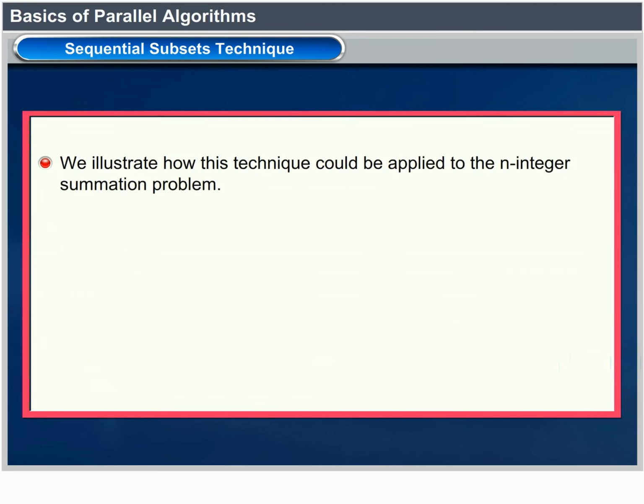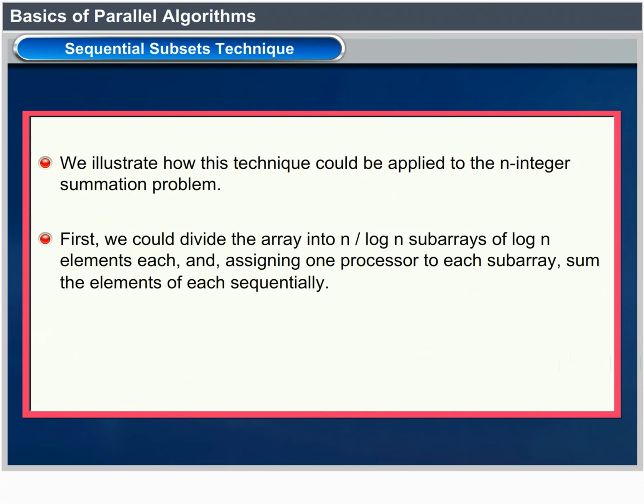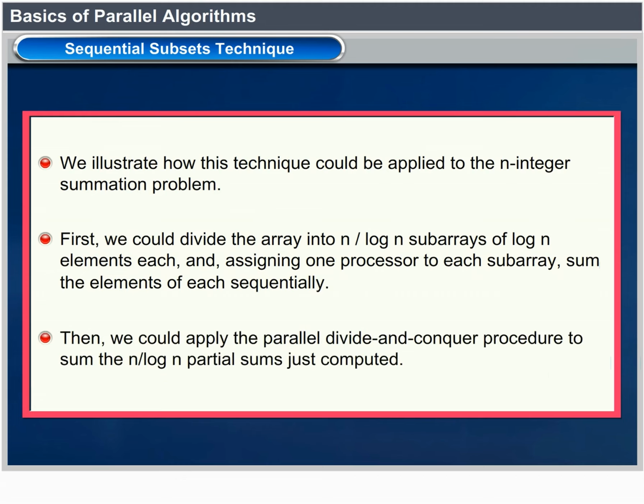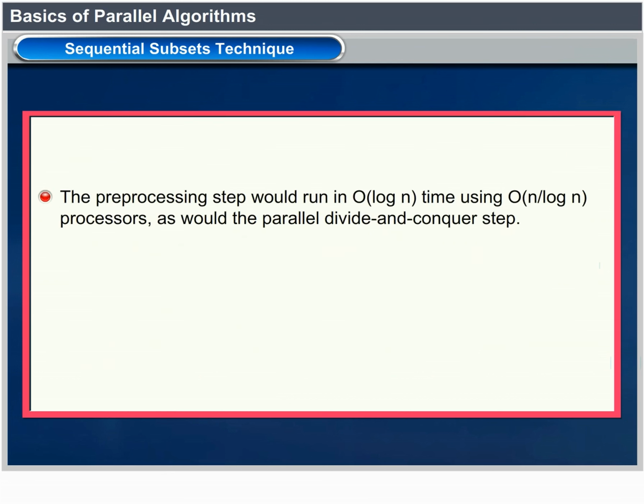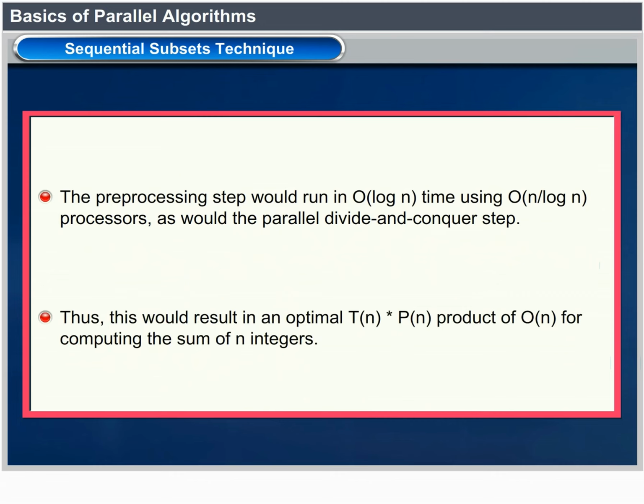We illustrate how this technique could be applied to the n integer summation problem. First, we would divide the array into n/log n subarrays of log n elements each, assigning one processor to each subarray. Sum the elements of each sequentially. Then we would apply the parallel divide and conquer procedure to sum the n/log n partial sums just computed. The pre-processing step would run in O(log n) time using O(n/log n) processors, as would the parallel divide and conquer step. Thus, this would result in an optimal T(n) times P(n) product of O(n) for computing the sum of n integers.